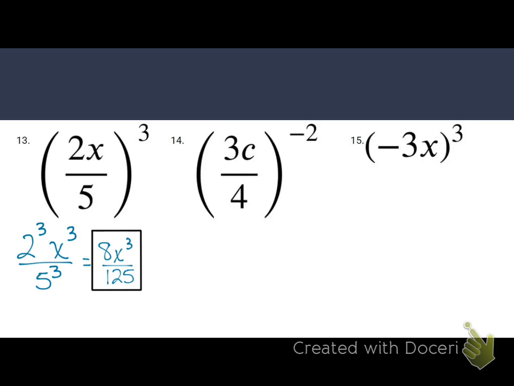Number 14 is similar to one of the other problems we did earlier. What was that? Number 9, where I showed you 2 different ways of doing it. I prefer the first way because I like to make my exponent positive as quickly as I can. So one way of making your exponent positive when you already have a fraction is to do what to it? Flip it, or take its reciprocal. So right away, we could flip the fraction 4 over 3c, and that makes our exponent positive.